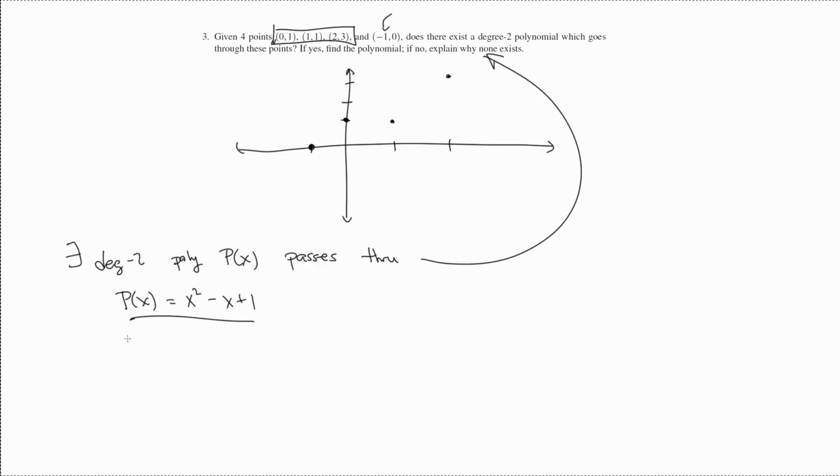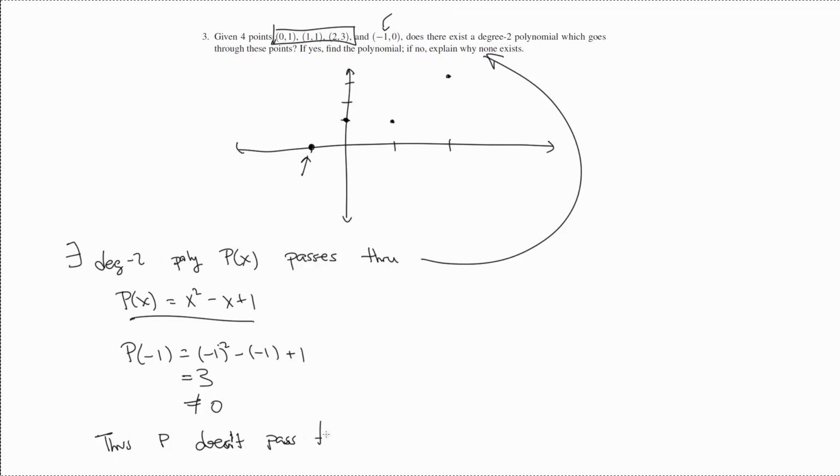So all we need to do is verify that it passes through (-1, 0). Plugging in negative 1 gives us three, which is not equal to 0. Thus, p doesn't pass through (-1, 0), which contradicts our original hypothesis.